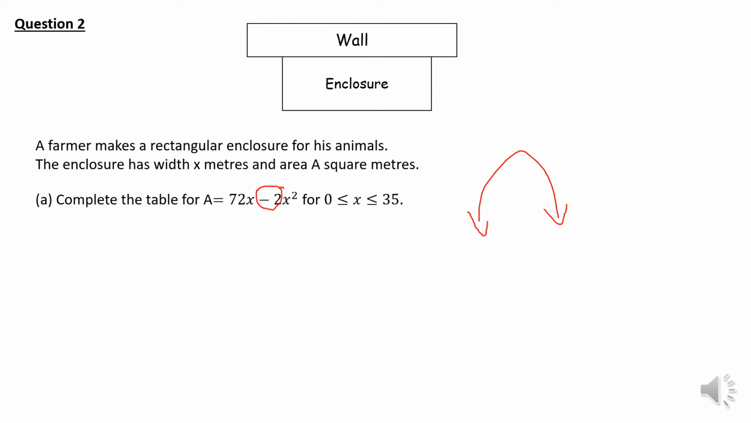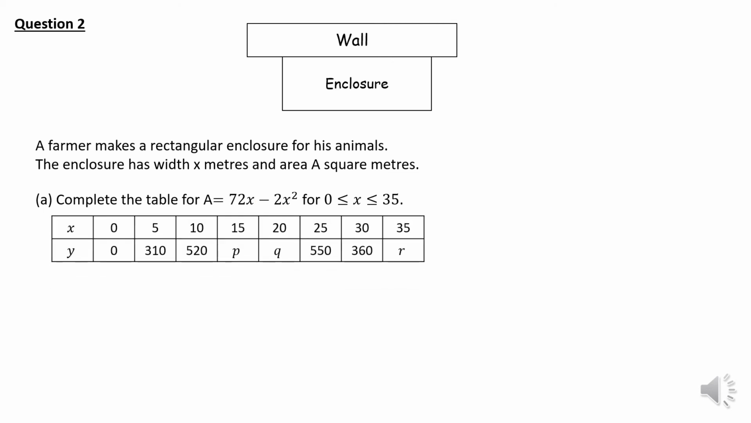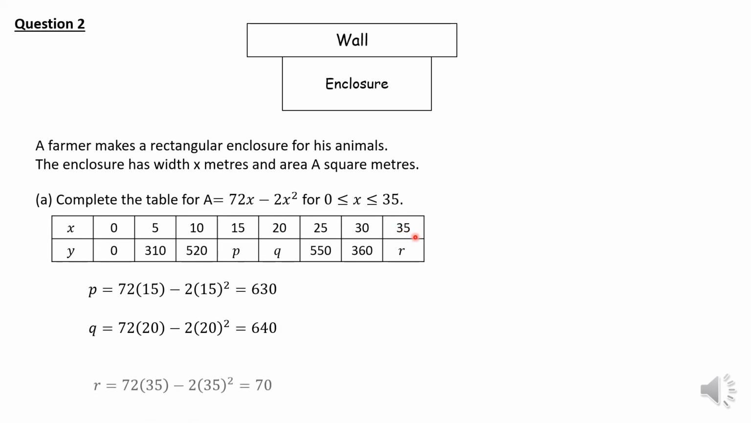Completing it is similar to the one I did before. First we're going to complete the table. We've got values of P, Q and R. Again, you just punch in the value of P when x is 15. Everywhere you have an x, you get an output of 630. When I do the same for 20 for Q, I get 640, and the last one is 35, and I get 70. So now I've got all my values, and I will be ready to plot them once I have the scale I'm supposed to work with.